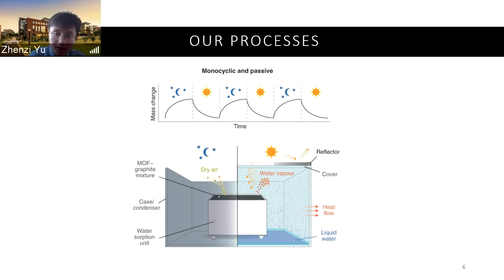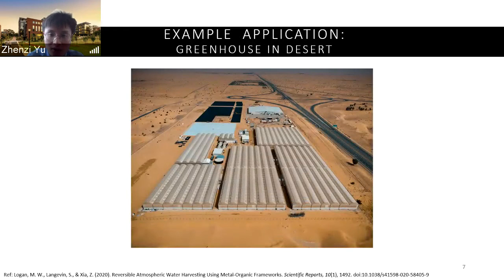These processes can be used in greenhouses in the desert. As we all know, the growth of plants needs water and carbon dioxide. By doing the processes just mentioned in the last slides, we can provide a reliable source for plants to grow. And it also transforms the carbon dioxide in the atmosphere into food supply in desert areas.